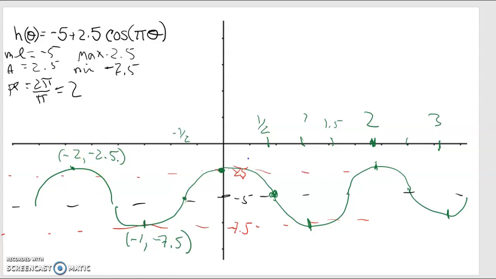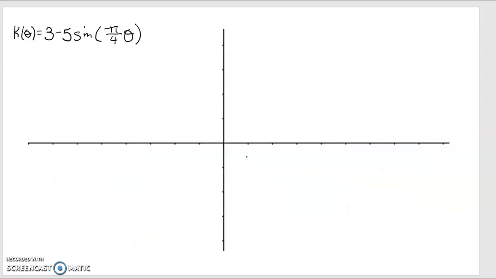One more quick example. Midline. Amplitude. And that means when we combine these two, if our midline is at 3 and our amplitude is 5, that means our max value will be 8 and our min value will be -2.